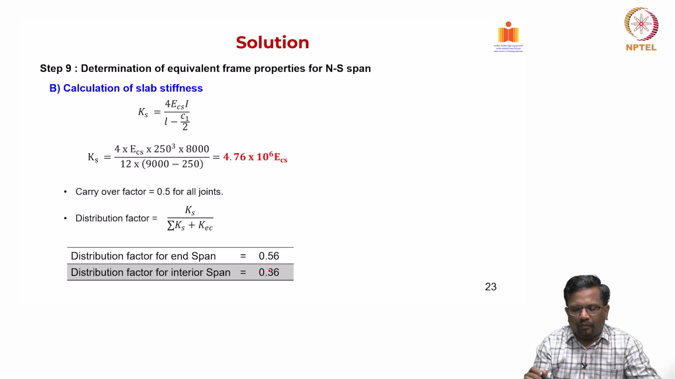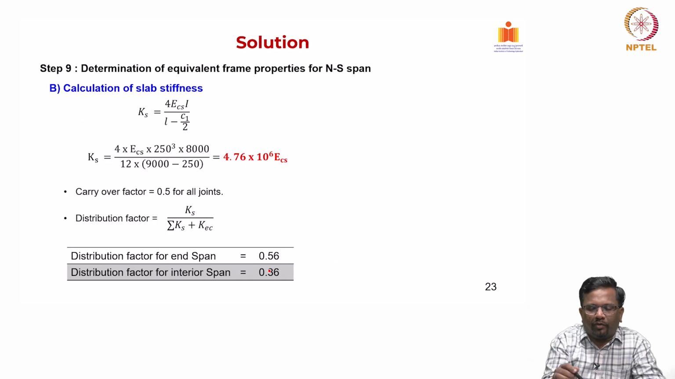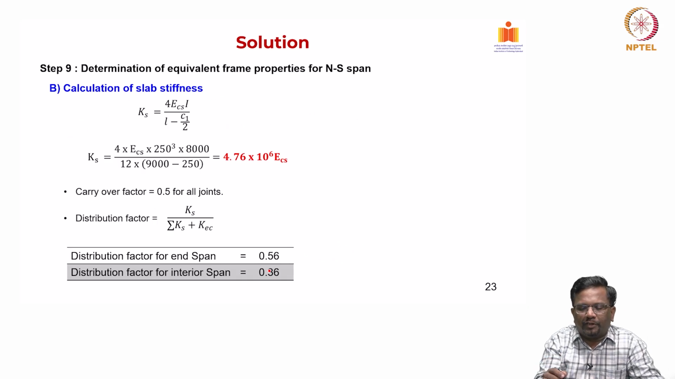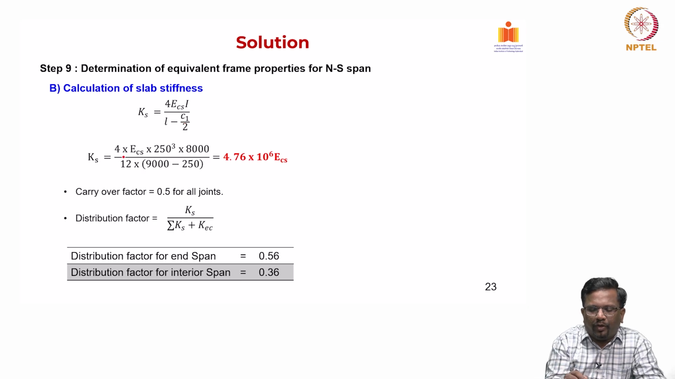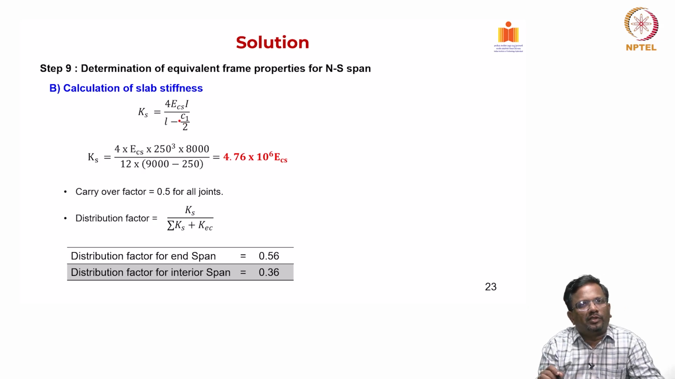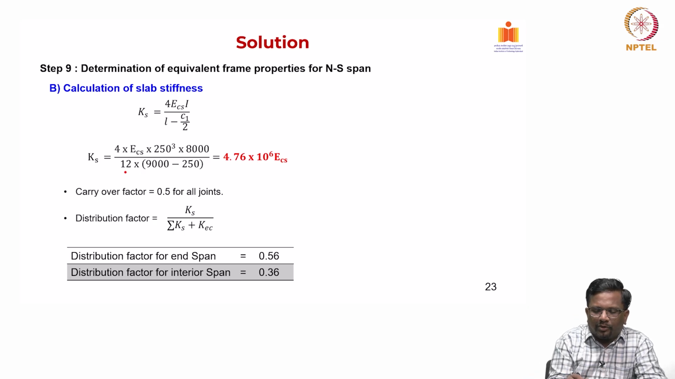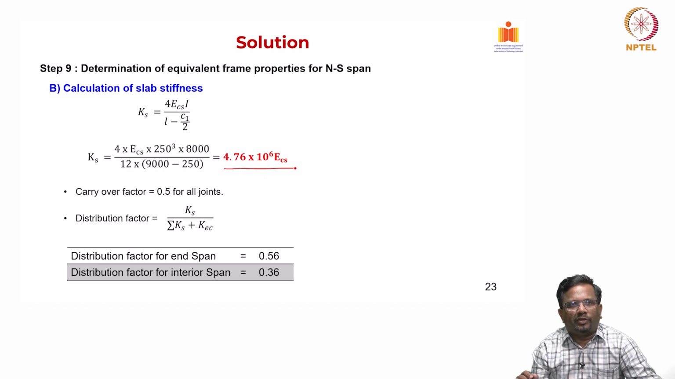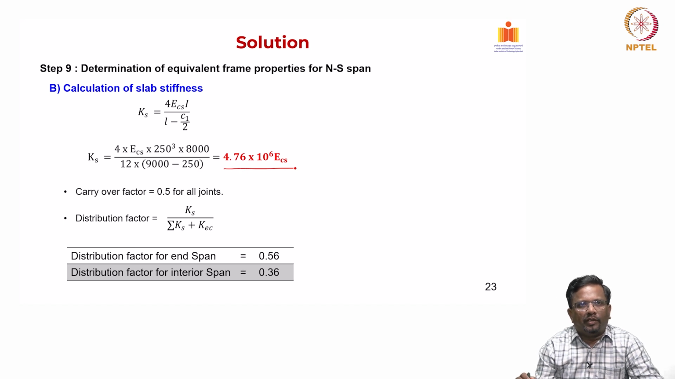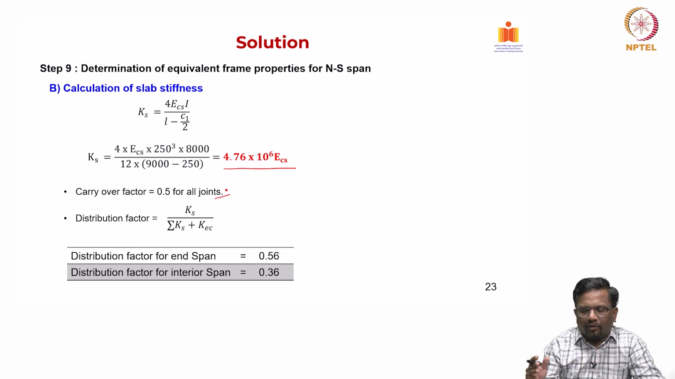Now, we have done the equivalent column stiffness. Now, I have to calculate the slab stiffness. Slab stiffness is again 4EI by L, and L is slightly modified. So, 4 into ECS into I for the slab, which is H cubed, 250 cubed, and we are considering the entire width in the perpendicular direction, which is 8 meters, and the span is 9 meters, so 12 into (9 minus 250). So, you get 4.76 into 10 to the power of 6. And the carryover factor is 0.5 for all the joints, because these are all prismatic members.